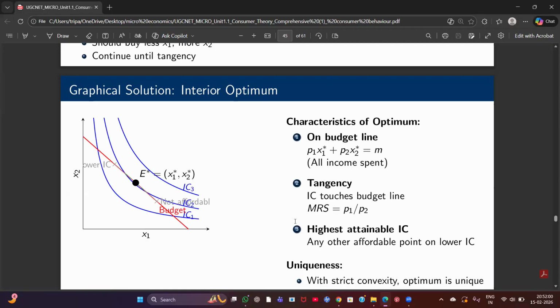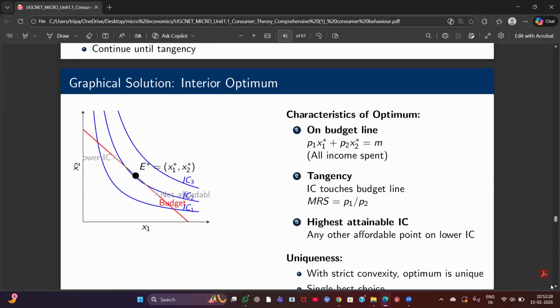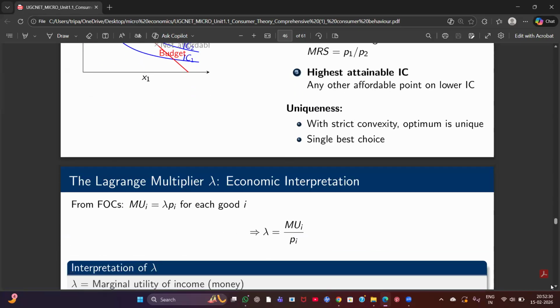These three are the basic properties. Second comes uniqueness. The solution will be unique if and only if my preferences are strictly convex, or otherwise I can say my utility function is strictly quasi-concave. Strict convexity of preferences or strict quasi-concavity of the utility function, both will lead to uniqueness of the solution. Okay, so remember this point.